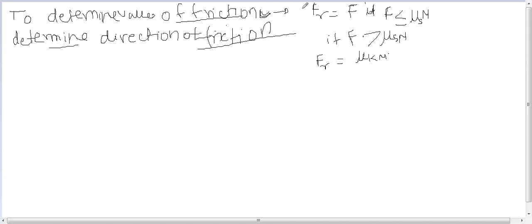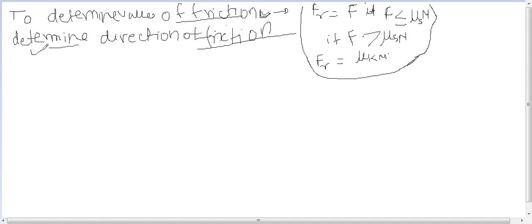These two equations are very powerful and very important to use. You have to practice on them. This equation is going to help us in determining the magnitude of friction. So there are two steps in friction force. First is to determine the magnitude, the value of friction, and second is determining the direction. This is very important.